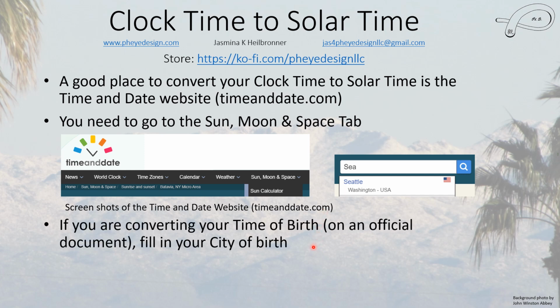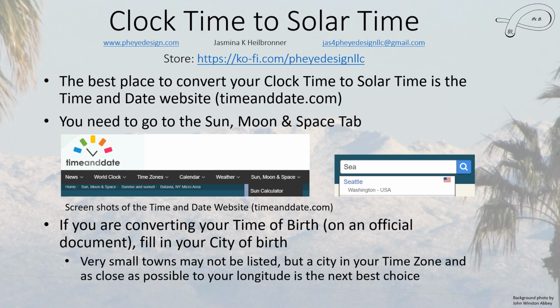Now, you want to fill in your city of birth. Not where you're living now, but your city of birth. You're going to be converting the birth time that's on an official document, basically your birth certificate, and that will also note where you were born. Now, I have seen some small towns listed, relatively small. Your city might not be listed when you type it in if it's a very small city. But at least in the United States, I've seen cities as small as about 10,000 people actually listed.